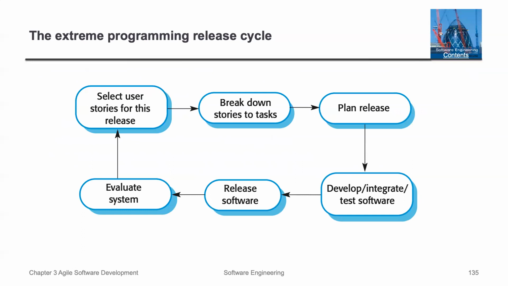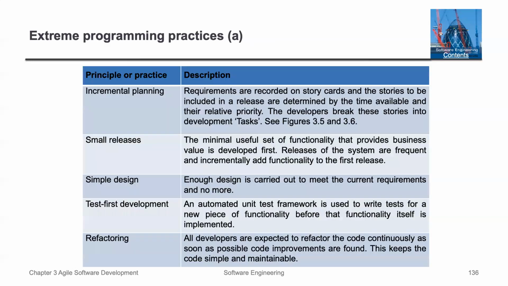So here is the extreme programming release cycle. You select user stories for this release. What kind of capability does it have? You break the stories into tasks. You plan the release, and develop and test the software iteratively. You release it, and then you evaluate the system. Then you go back and forth. So what are the user stories that are going to be in each of these planned releases? That's the focus there.